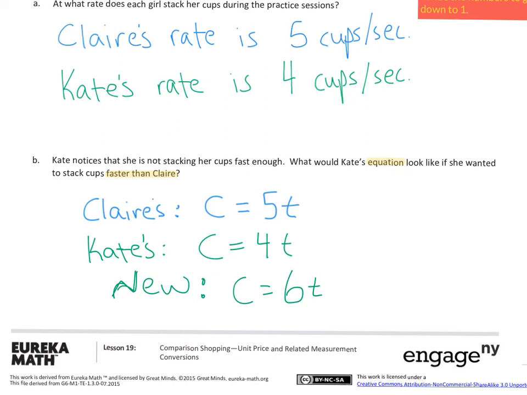Now, if I wanted to get really crazy, I could even do something like C equals 5.5T. However, this doesn't really apply to this question because you can't really stack half of a cup. It has to be whole cups. So this doesn't really work when it's cups, but if it was meters, you could go a half a meter, something like that. So in this situation, our best answer is going to be using the 6T because that is bigger than 5T. And that would create a rate of 6 cups per second.